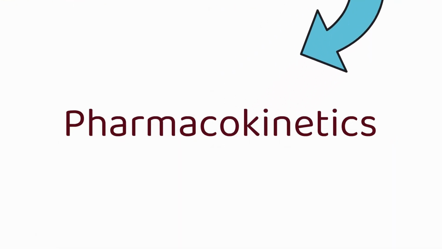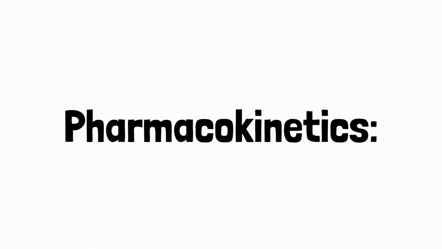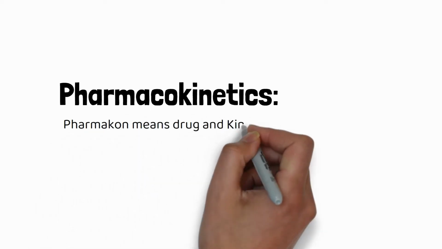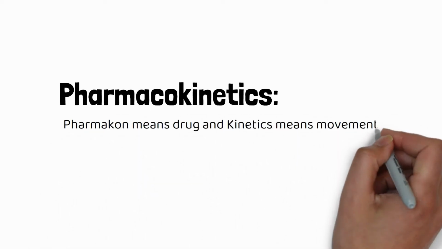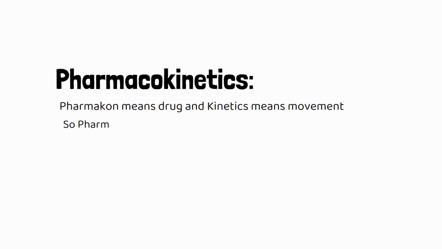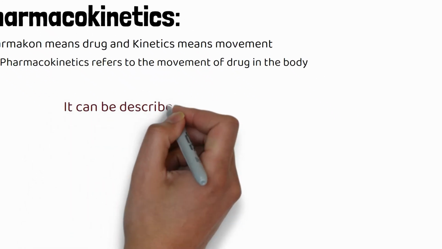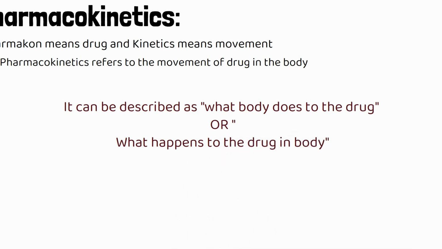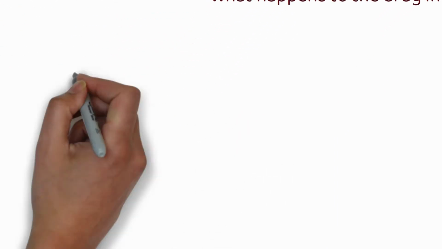First of all, we have pharmacokinetics. On the other hand, we have pharmacodynamics. So what is pharmacokinetics? Pharmacokinetics, in its literal meaning, comes from two words. Pharmakon means drug and kinetics means movement. So pharmacokinetics refers to the movement of the drug in the body. In other casual words, it can also be described as what the body does to the drug, or what happens to the drug when it enters the body.